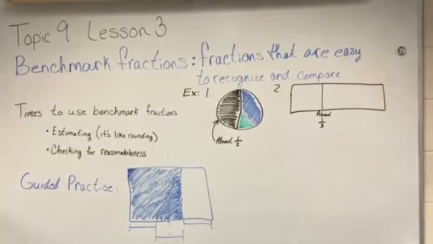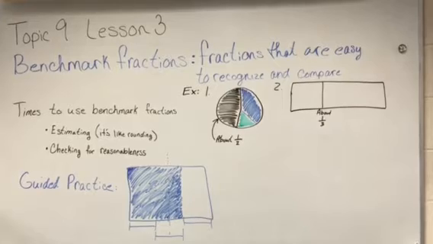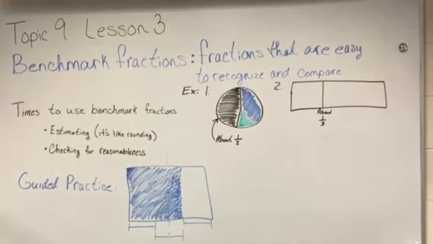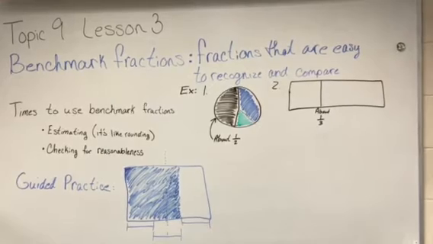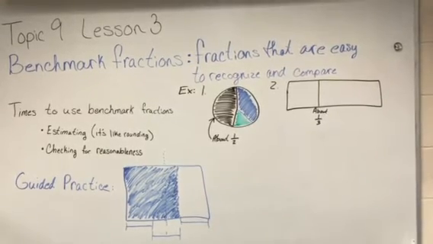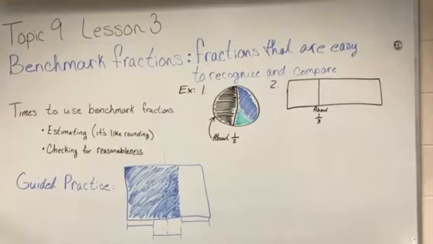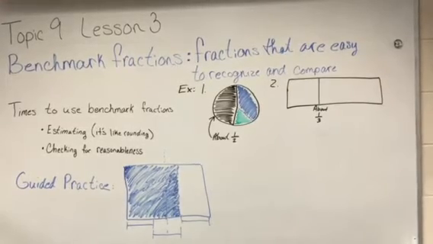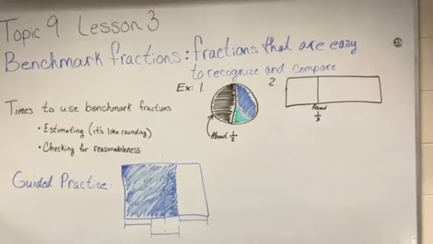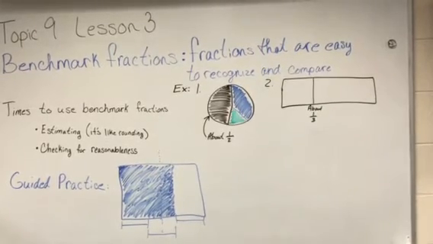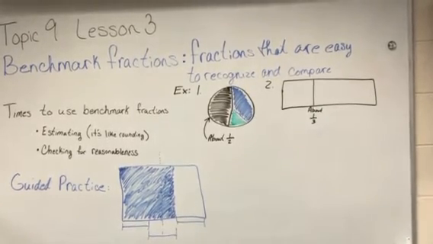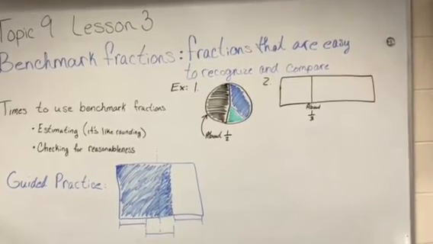The first example is a pie chart. If you look at the three different shaded areas, none of them are exact, but I can see easily just by looking at it that the black area is about 1/2 of the circle. So I use my benchmark fraction of 1/2 to be able to estimate it. Number 2, it's not exactly, but it's about 1/3. It's just using another benchmark fraction to estimate it.